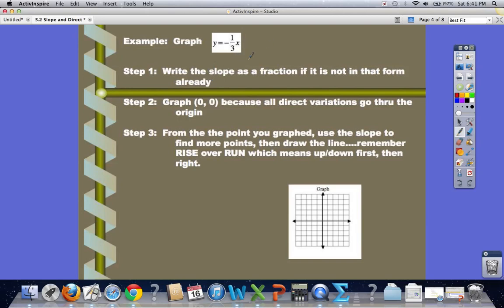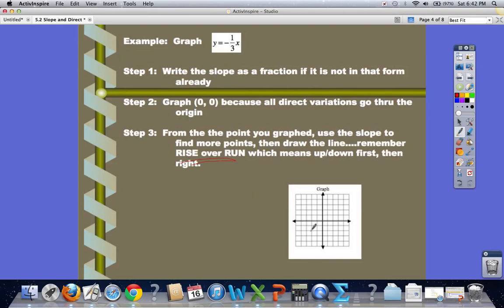You will graph the point 0, 0 because all direct variations must go through the origin. And then from the origin, you will use the slope to find more points and draw your line. Remember, it's always rise over run, which means up or down first, and then out right. Up or down first, and out right.